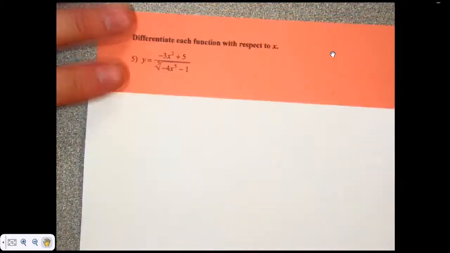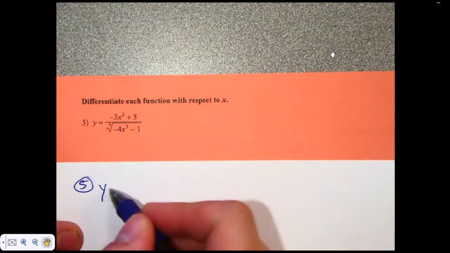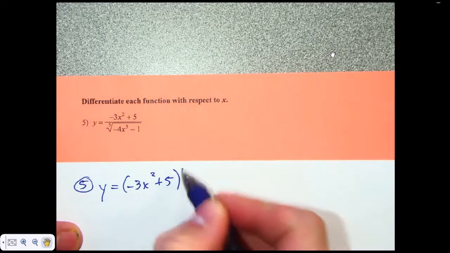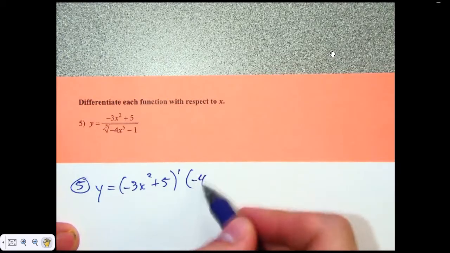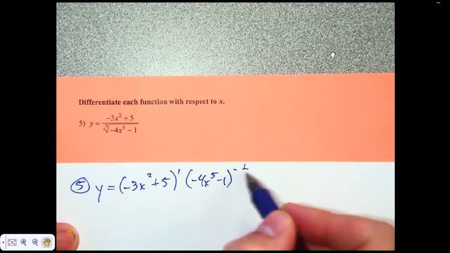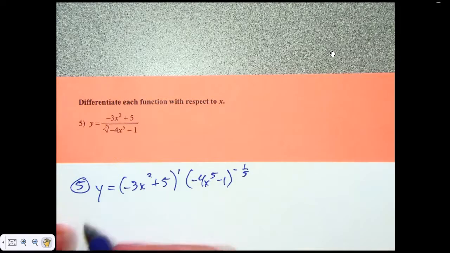Number 5. Let's say 5, 6, and 7 were the 3 most frequently missed. First of all, I'm going to rewrite it. So it's 3x squared plus 5 to the first, and then negative 4x to the fifth minus 1, that'd be to the negative 1/5.